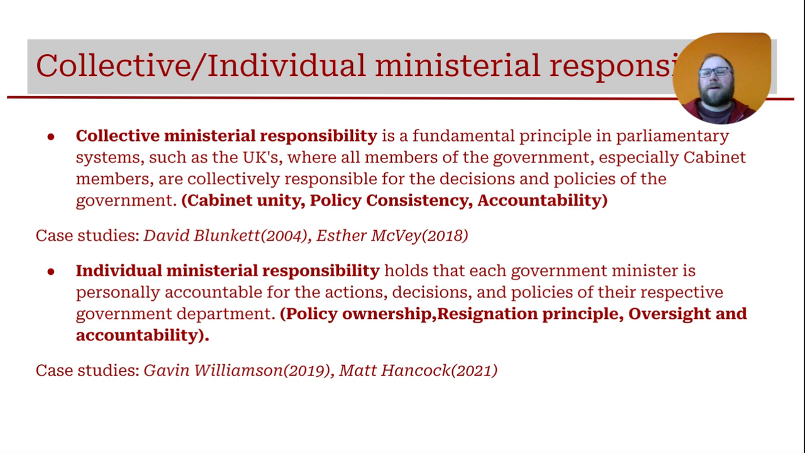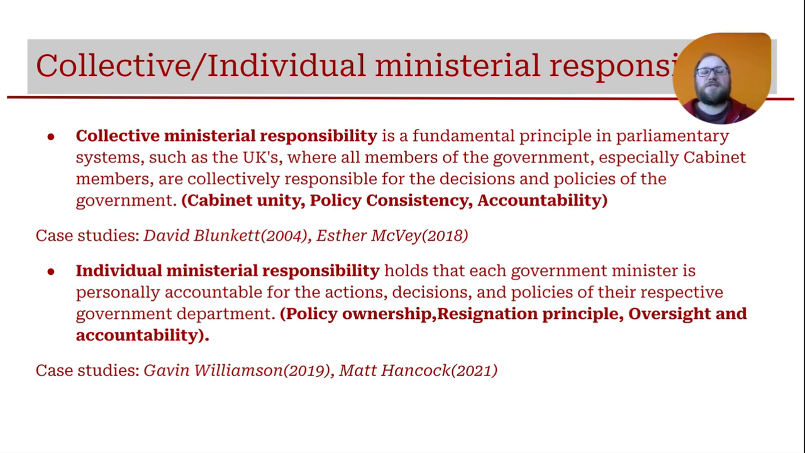So, talking about collective and individual ministerial responsibility. Collective ministerial responsibility is an important principle whereby Cabinet members all collectively agree on decisions and policies of the government. And so the point is that you wouldn't expect a Cabinet Minister to come out of Cabinet and go onto a TV show and moan about something and say that they disagreed with it. This is also true of votes. So Cabinet Ministers under collective ministerial responsibility can't vote against legislation that is proposed by the government.